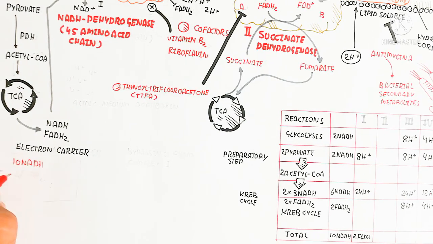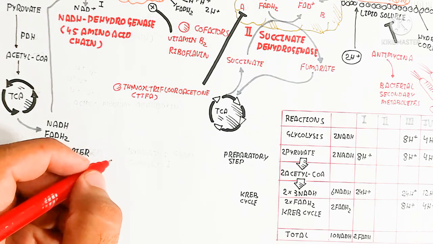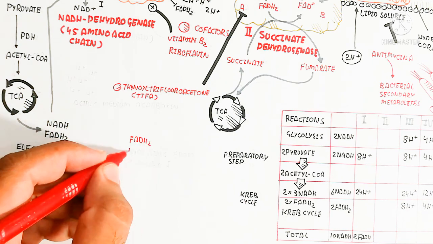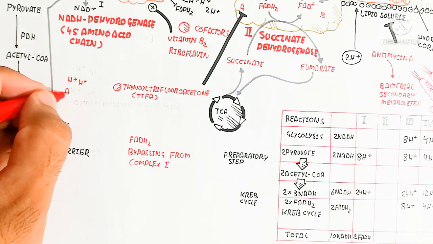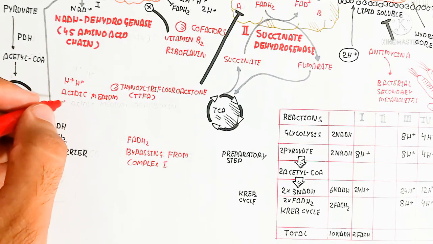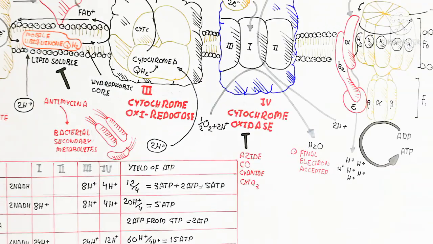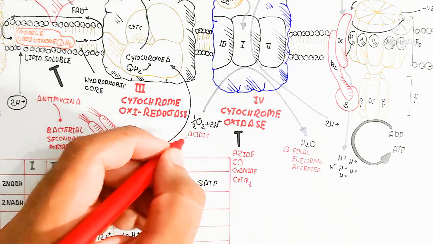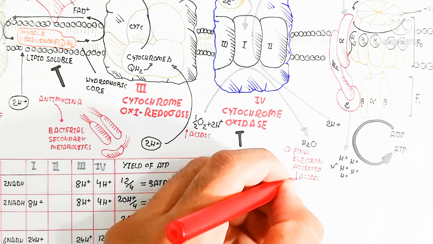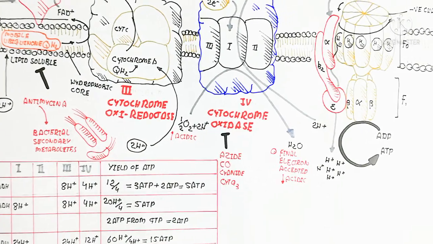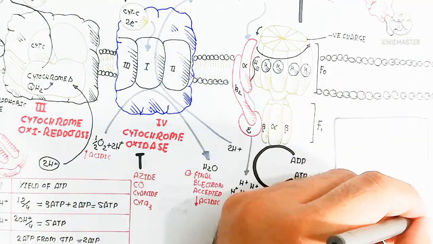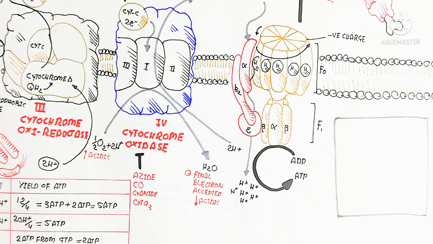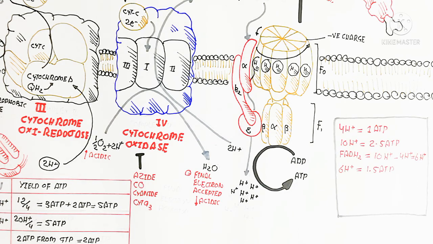Here 10 NADH will be produced, and 2 FADH2 are produced from the pyruvate. Basically the FADH2 bypasses complex 1, so complex 1 is not involved in this mechanism. Here an acidic medium will be produced due to the increase of protons, and oxygen is the final electron acceptor. Water will be produced, and the medium becomes acidic, and the electron is also reduced. On the other hand, 4 protons are used to produce 1 ATP.